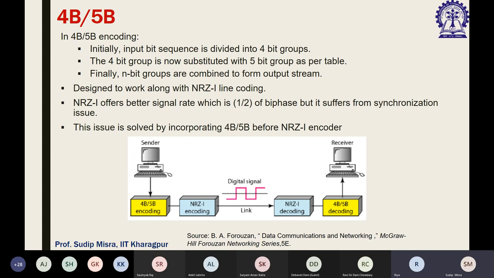Okay. Now you see that NRZ-I basically offers a better signal rate compared to biphase schemes. The signal rate is 1/2 of biphase schemes, but it suffers from synchronization. The synchronization issue with NRZ-I can be taken care of by integrating it with the 4b 5b encoding decoding scheme.